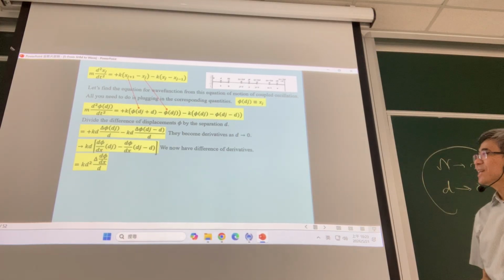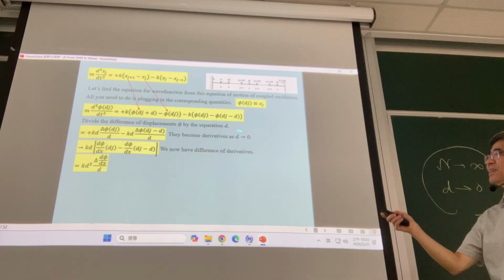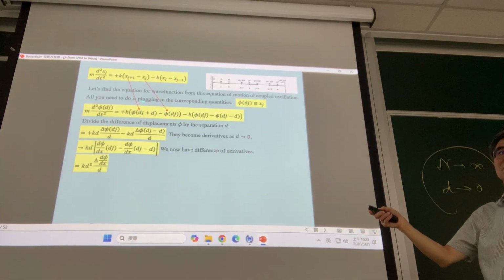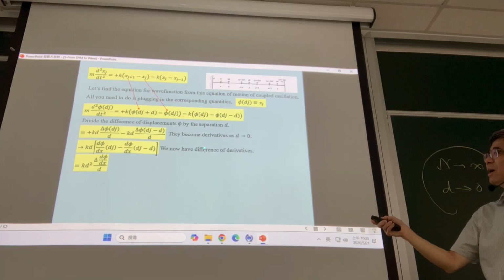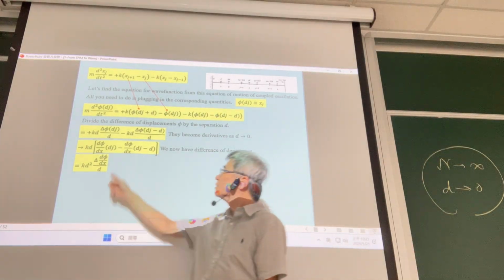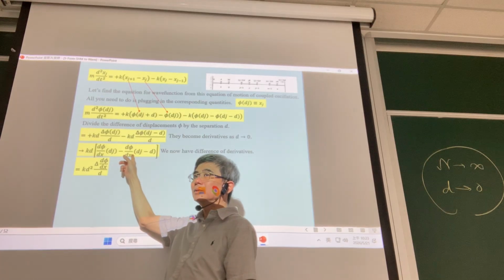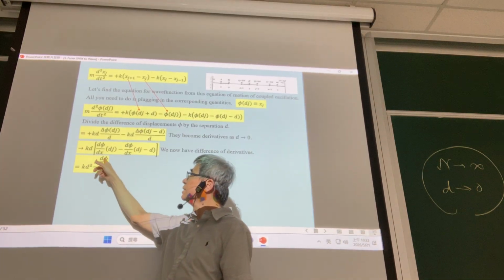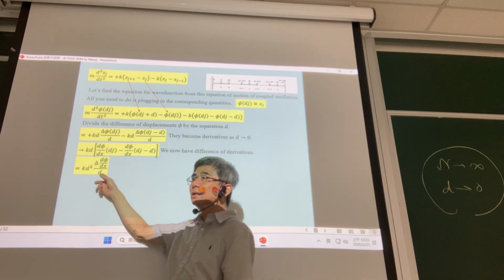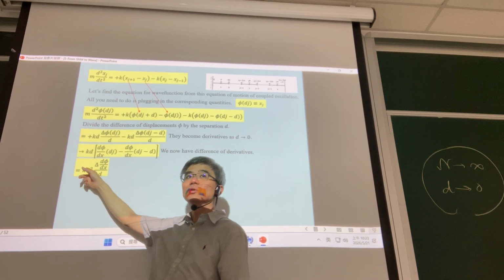Now I have the difference of derivative. Originally I had a difference of function, or difference of displacement. Now I have a difference of a derivative. So I can do it again. The difference of a derivative, I will write as delta of d phi dx, divided by d and times d to compensate it.